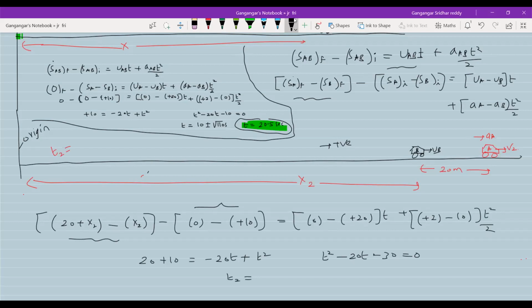What we're doing is the second part of the problem. Sir, 10 plus or minus root 130. 130, sir. I think 10 plus root 130, about 21.4. 21.4.